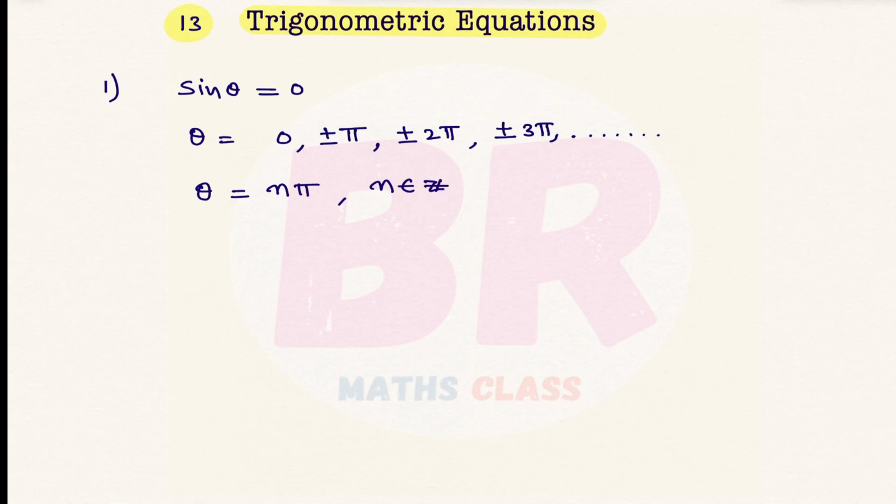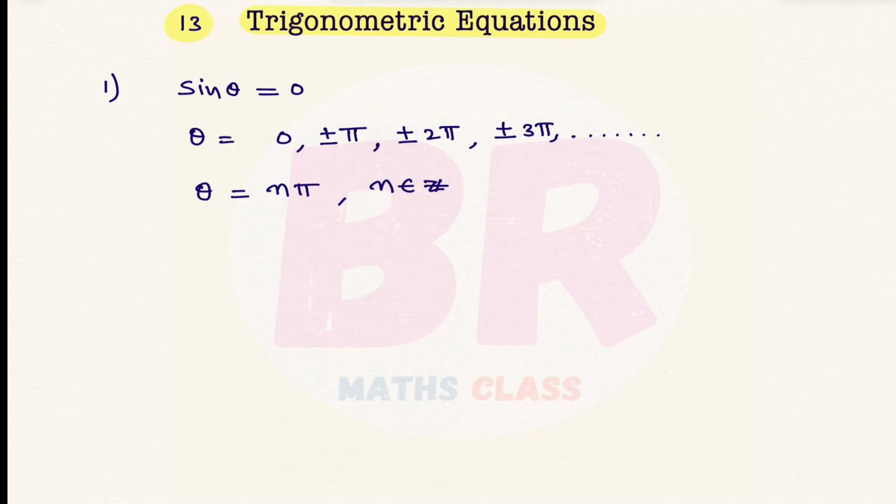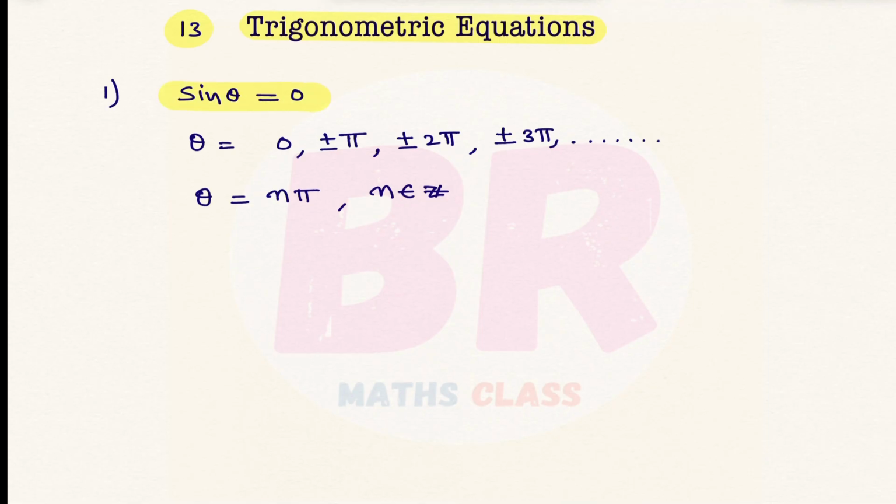3 pi is there here. Suppose if you take n equal to minus 7, minus 7 pi is also there in this. So, what you need to know: the general solution of sin theta equal to 0 is n pi.